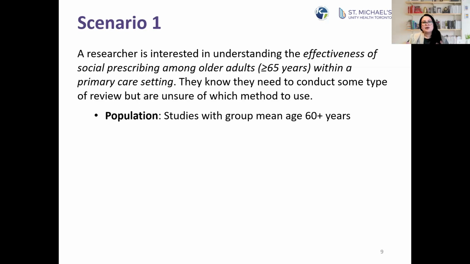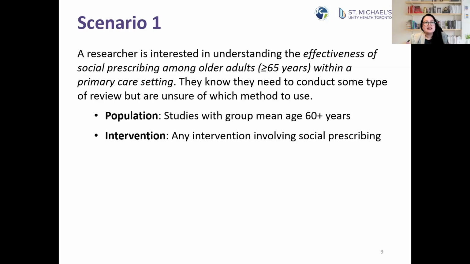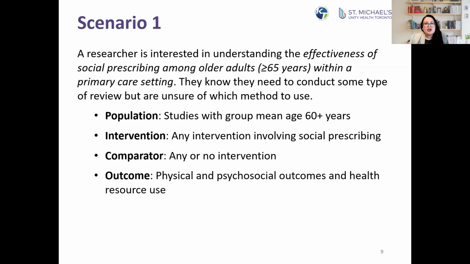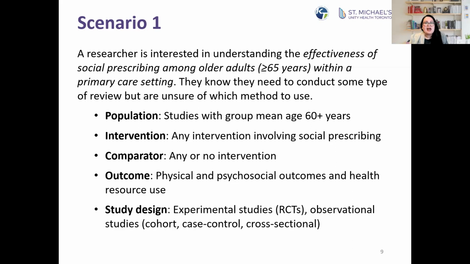P stands for population, which is studies with group mean age 60 plus years in this case. Intervention is any intervention involving social prescribing. The comparator is any comparator or no intervention. The outcomes are physical and psychosocial outcomes and health resource use. And finally, study design are experimental and observational studies.